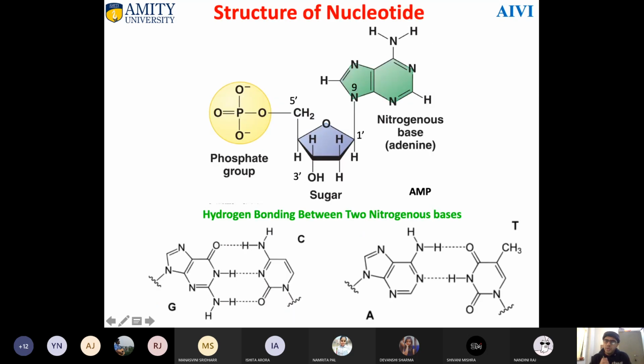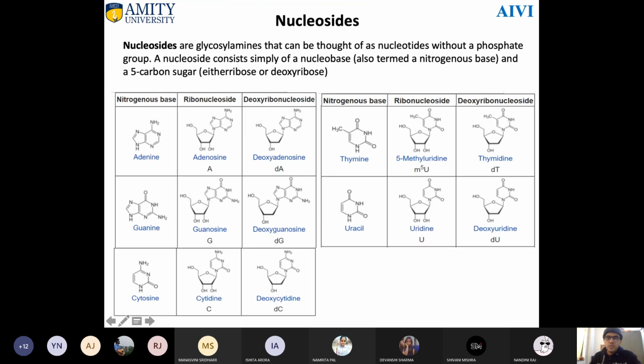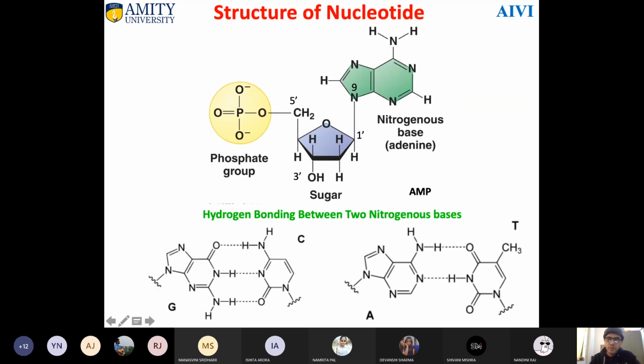If you add a phosphate group to the nucleoside, then you call it a nucleotide. At which location are you going to add it? The number is a bit crucial. At which number of your sugar and which number of your base are they joining? That joining is going to be 1, 9 in case of your purine, and 1, 1 in case of your pyrimidine.